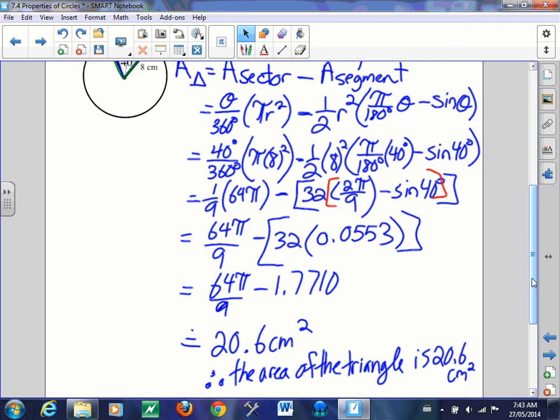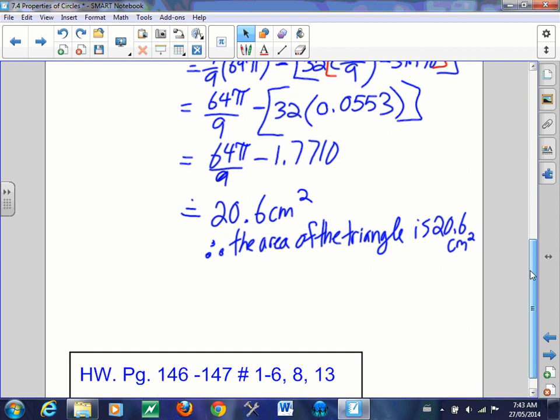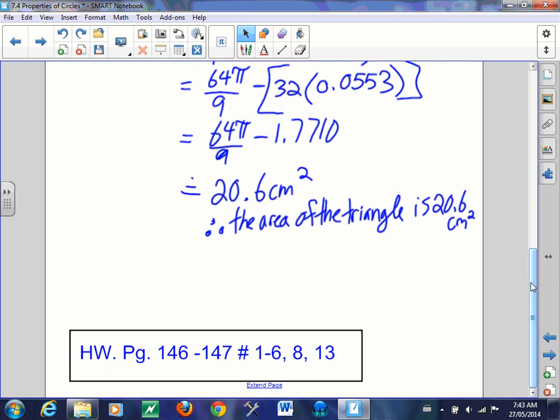All right, ladies and gentlemen, we're going to be spending the next couple days dealing with circles and learning more symmetry and some simple rules about circles. So we're going to be adding on to this. It's important that you learn this terminology.